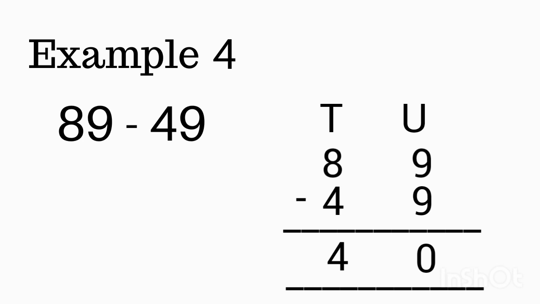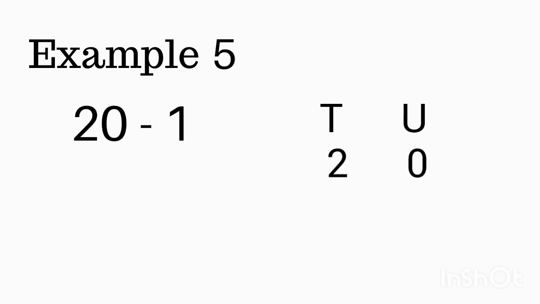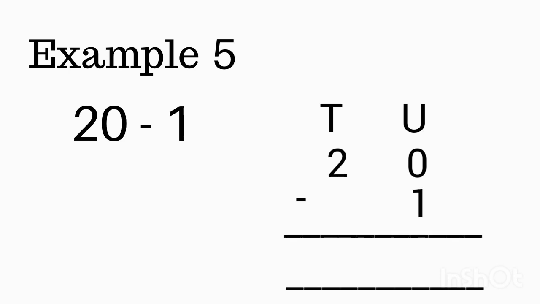Alright, let's move to number 5. We have 20 minus 1. So I'll place 20 minus 1 under my tens and units. So 0 minus 1 is cannot. Remember, 0 means nothing. So I can't take out something from nothing. So we will move to the tens column and borrow 1 and place beside my 0. That becomes 10. 10 minus 1 gives me 9.